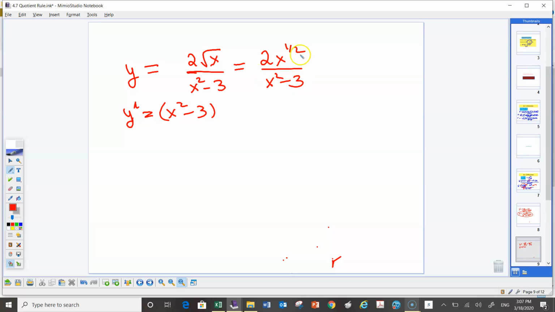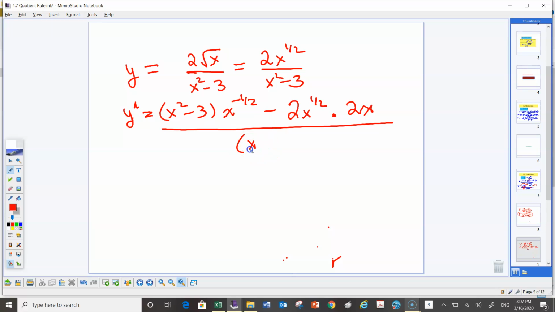So the derivative of the top, when the 1/2 comes out front, you times the 1/2 by 2, that becomes 1, and then I subtract 1 from the exponent to get x to the negative 1/2, minus the top, which is 2x to the 1/2, times the derivative of the bottom, which is 2x, and this is all over the bottom squared. So again, we're done calculus, and now we're just going to simplify.